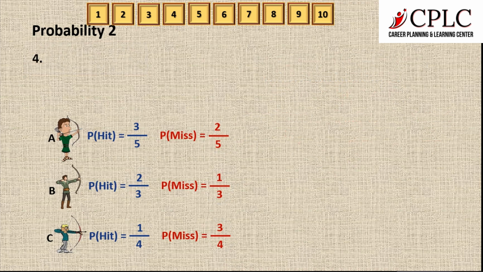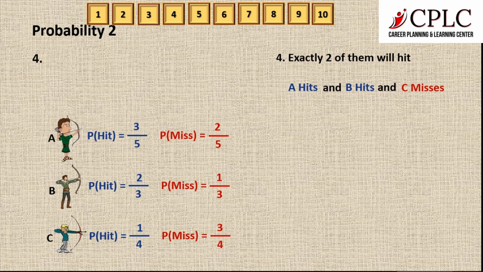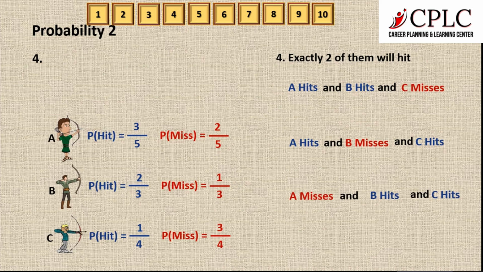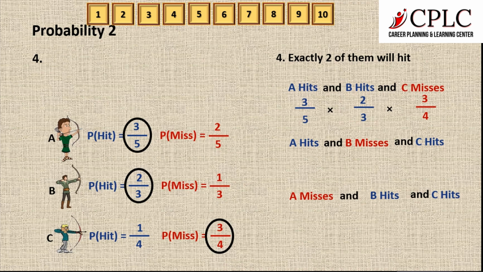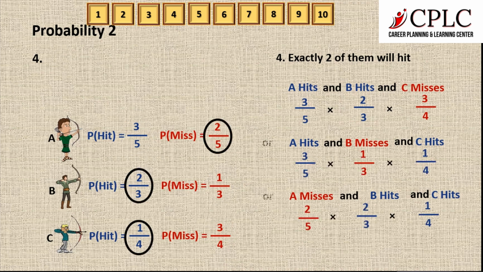The last question from the similar set, very precisely they have mentioned exactly 2 will hit the target. Now again the problem will be which of the exact 2 people will hit the target. So that also will result in 3 different scenarios. Either A and B hit and C misses, or A and C hit and B misses, or A misses and B and C hit. You know all the values, just appropriately substitute. And is multiplication, either first case or second case or third case, so they should be added.